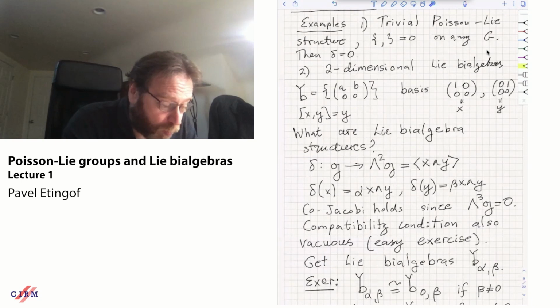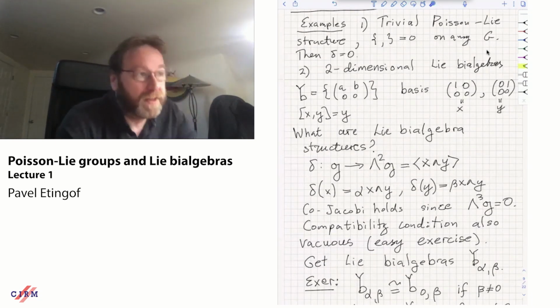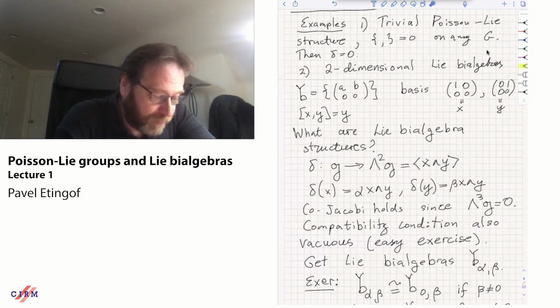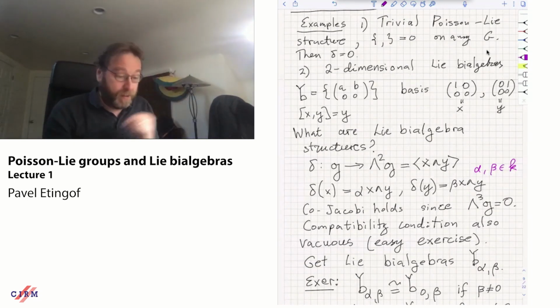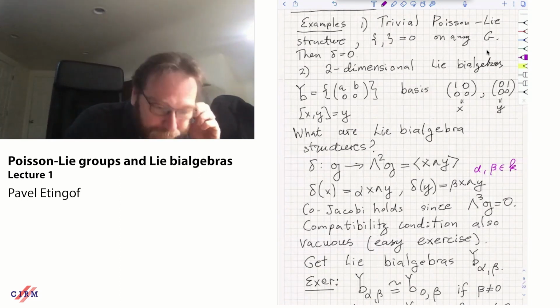And the Koszul-Jacobi idea, so what are the conditions now? Alpha and beta are two constants, some numbers in K. You're going to find them in such a way that it works. And it will turn out that any alpha and beta work.